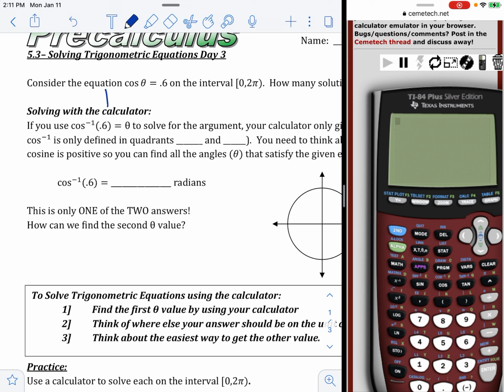So I say, okay, I have 4 quadrants. All Students Take Calculus. And cosine's positive in the first quadrant and in the fourth. So there are 2 solutions to this. Okay, so let's keep that in mind. There are 2 solutions to this equation.